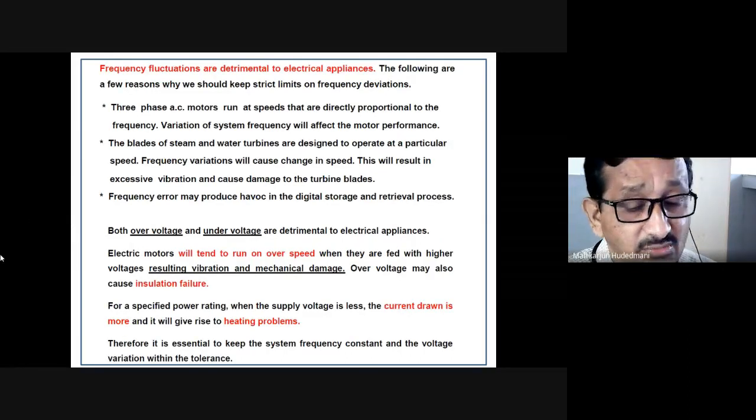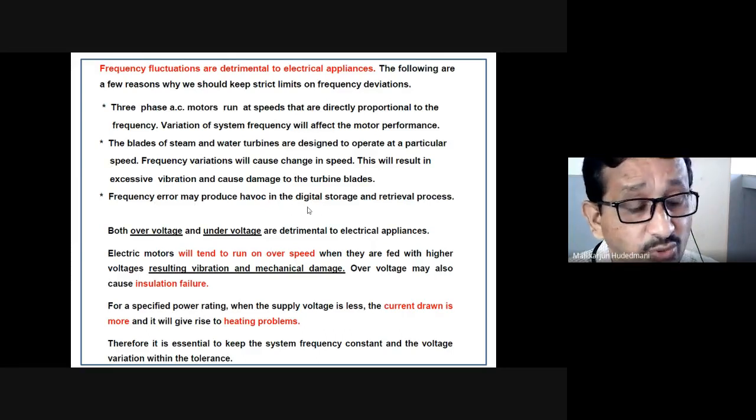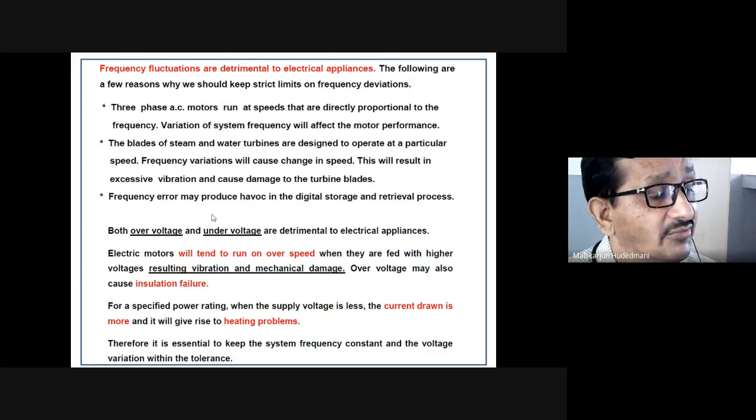Then we have seen some other things. The frequency variations are detrimental because they will affect the frequency dependent load, cause undue vibrations, increase of loss, turbulences, and they cause errors in digital equipment for their storage and retrieval. These are the concerned effects of frequency deviation. This we have already discussed in another slide, but again I have put it back.